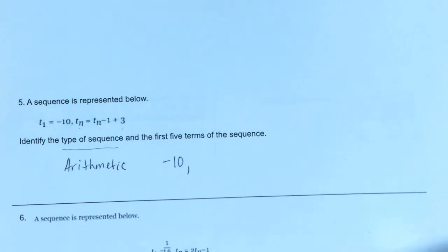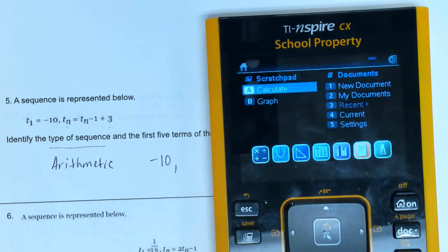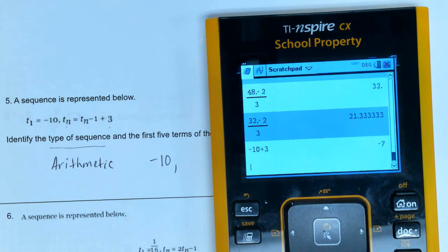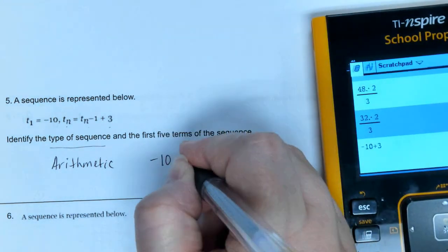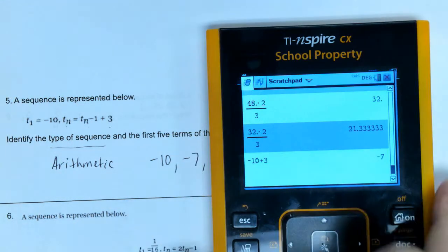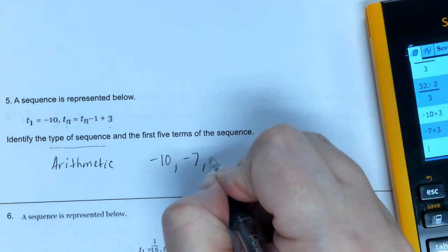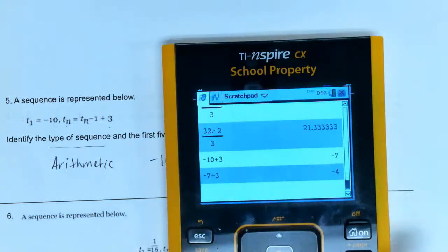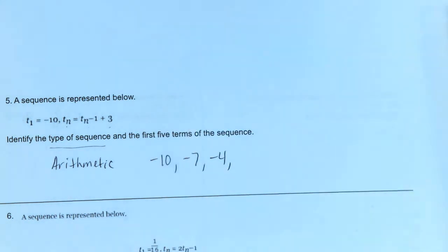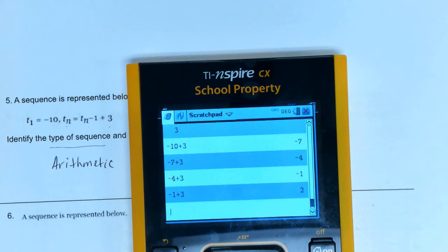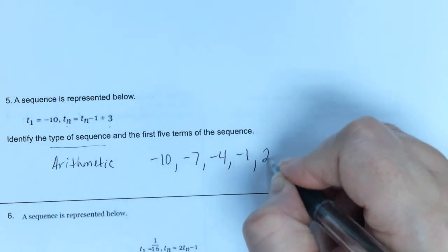Okay, and if we add 3 to that, let's see, we're at negative 10, we add 3, we're at negative 7, so that's our next term. If we add 3 again, we're at negative 4, add 3 again, we're at negative 1. One more, because it said 5 terms, we've got 4. So we add 3 one more time, and we're at 2. So here's our first 5 terms.